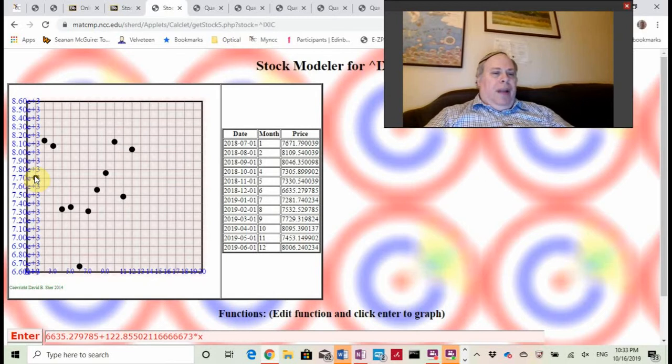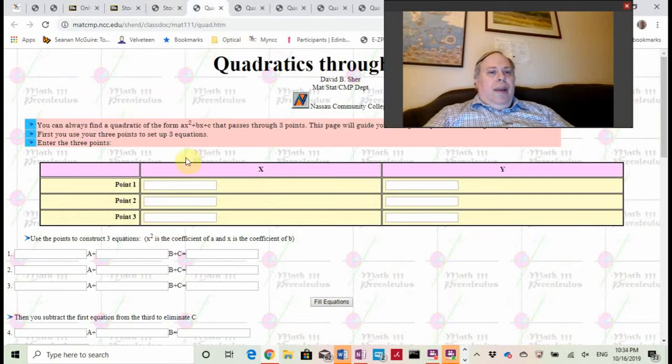Let's see what 3 points look like that we end up with a nice quadratic. How about month 1, month 4, and month 5? They look like they might generate a very nice quadratic. I'm actually not going to do it that way, I'm going to go straight to one of these. This one, and put in month 1.